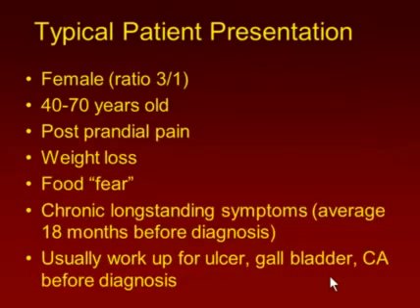The typical patient presentation is a female, 40 to 70 years old, displaying postprandial pain, weight loss, food fear, and usually these patients take a long time to get worked up for diagnosis. They're usually worked up for many months for ulcer, gallbladder problems, cancer, before the diagnosis is made of chronic mesenteric ischemia.